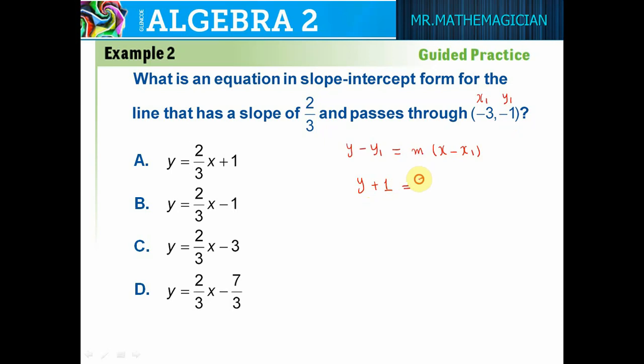The slope is 2 over 3, times x plus 3. Now use distribution to get 2 over 3x plus 2. I multiplied by the first, multiplied by the second. Now take this one to the other side with a negative sign, so y equals 2 over 3x. This will be 2 minus 1, meaning positive 1. So the accurate choice is A.